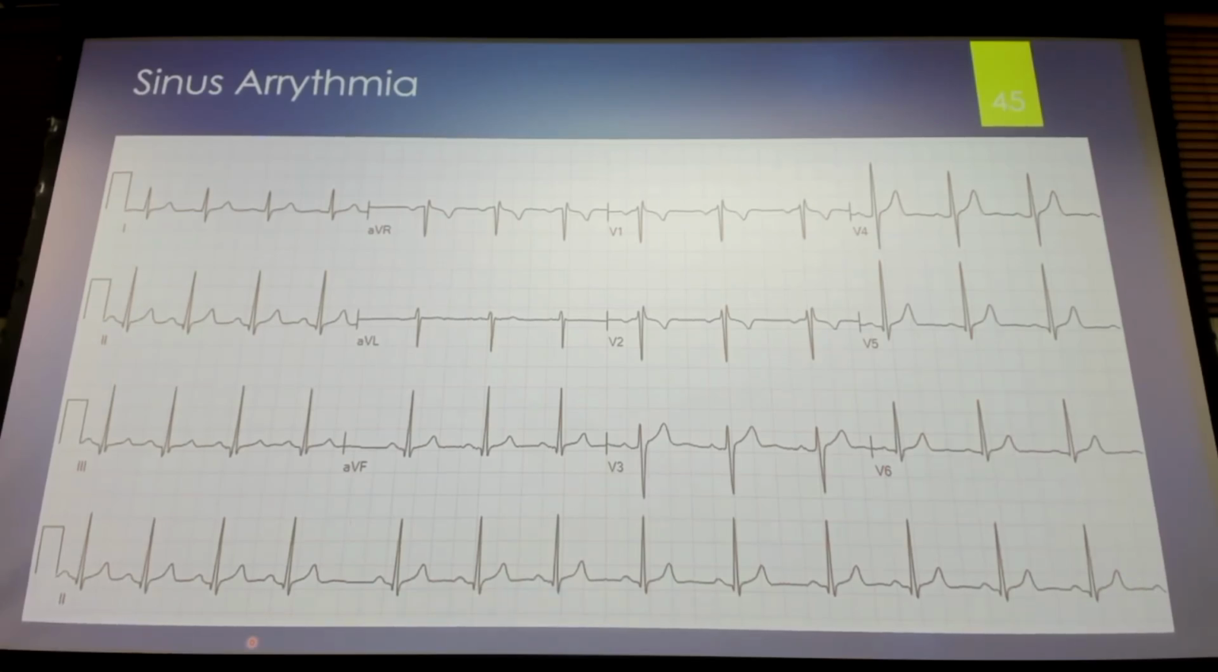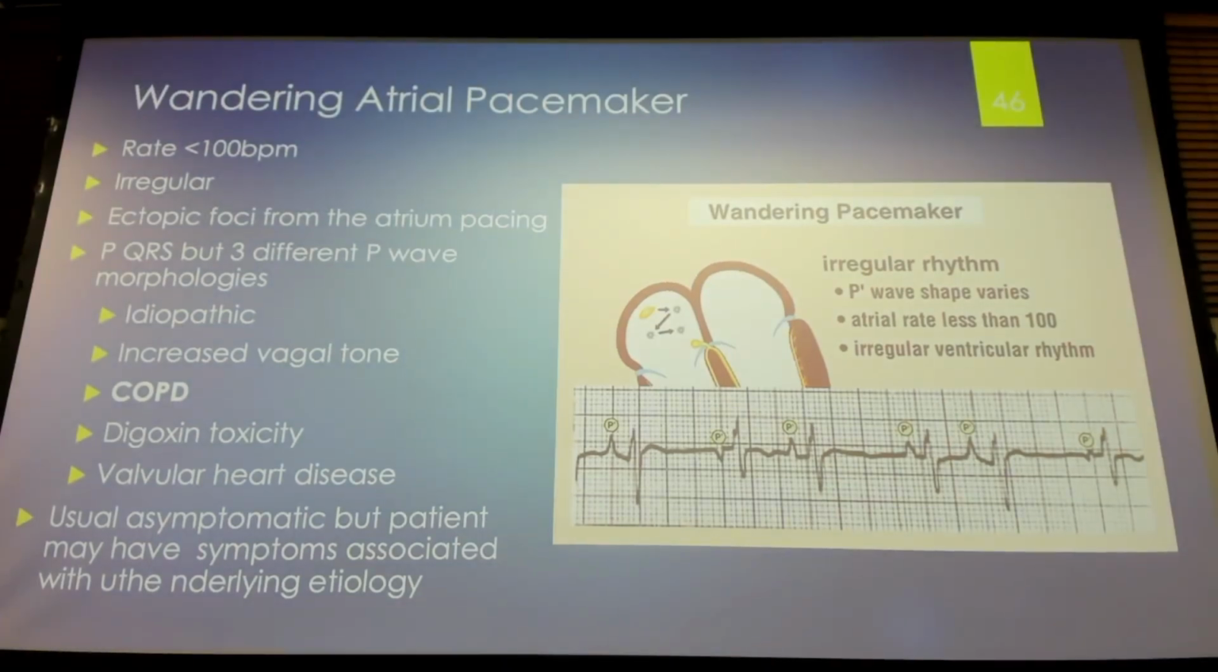There's nothing to do about it. We have something called the wandering atrial pacemaker. These patients have a rate of less than 100, and our rhythm is irregular. We've got a slight change between our R to R. When we look at our P waves, we have at least 3 P waves of different morphology.